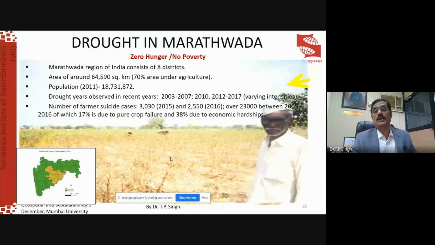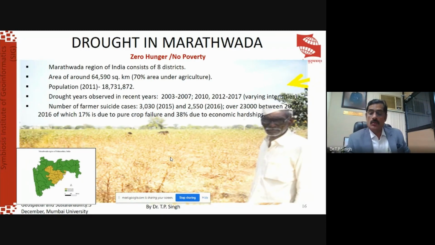You can find that Maharashtra is a very well developed state. But if you see the central Maharashtra region, where drought hits very frequently, those areas are more towards poverty in comparison to the other parts of Maharashtra. So how can we work here, and how can we use technology to reduce these kinds of risks?